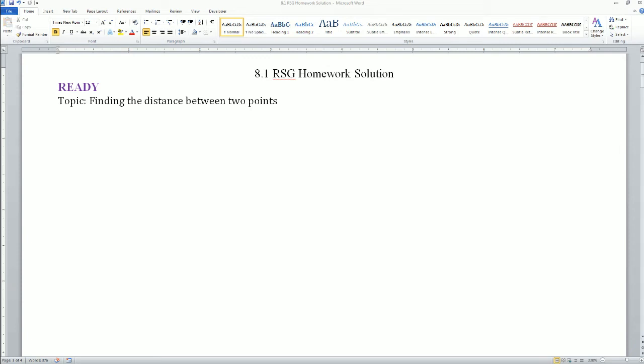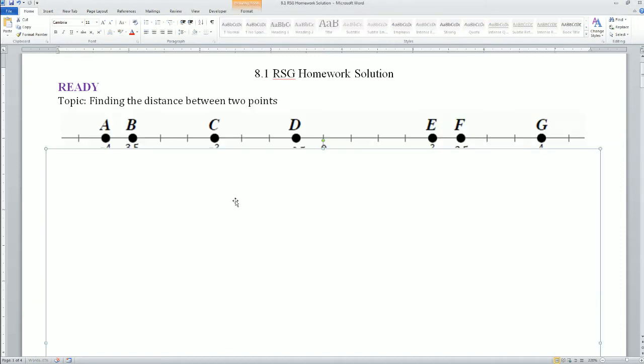Alright, welcome class. This is the 8.1 Ready, Set, Go homework solutions. Here we have the ready part. It says to find the distance between two points. You have this image here.